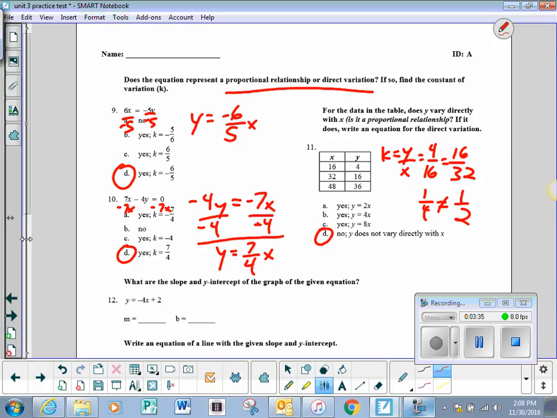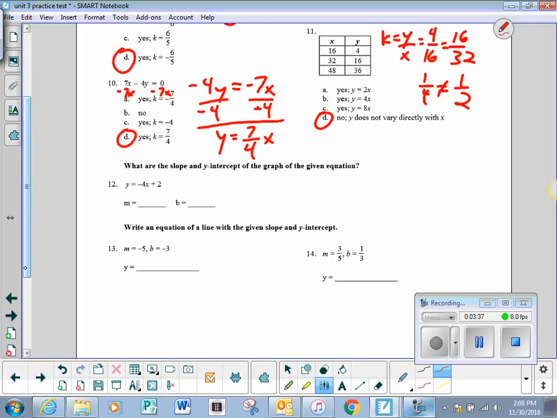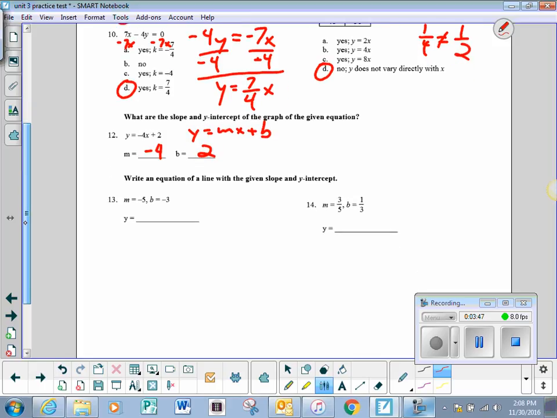Moving on, number 12. What are the slope and y-intercept? The slope, y equals mx plus b. So what's in the place of m? -4. What's in the place of b? 2. What about writing an equation in slope-intercept form? Y equals -5x minus 3 or plus a -3. Either one's right. This would be y equals 3/5 x minus 1/3, or plus 1/3, excuse me.